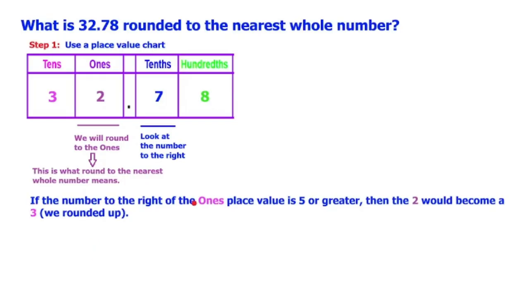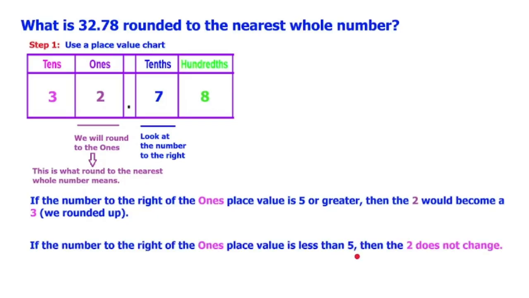If the number to the right of the ones place value is 5 or greater, then the 2 would become a 3, and we round it up. Okay, so this 2 would become a 3. But if the number to the right of the ones place value is less than 5, then the 2 does not change. Those are the rules. You just have to remember them, okay? And you could download the ebook and you can have the rules forever.